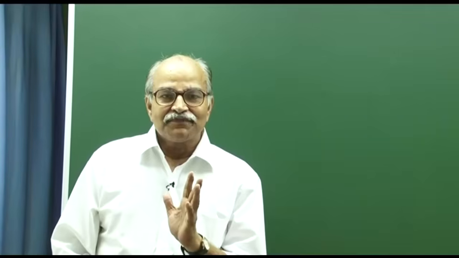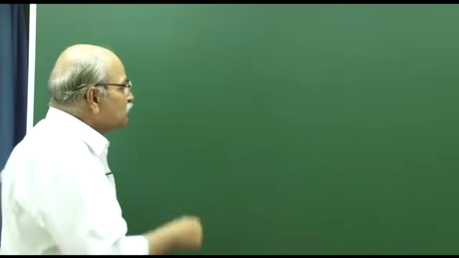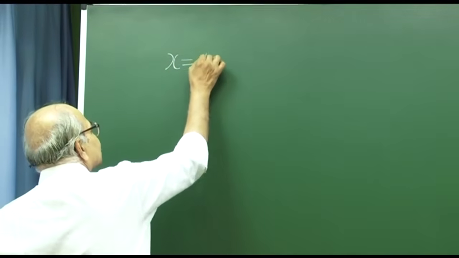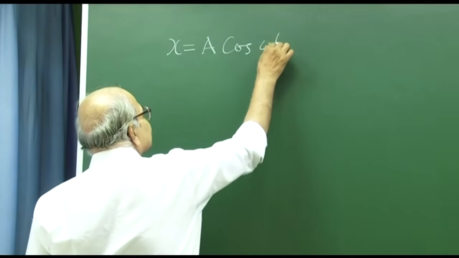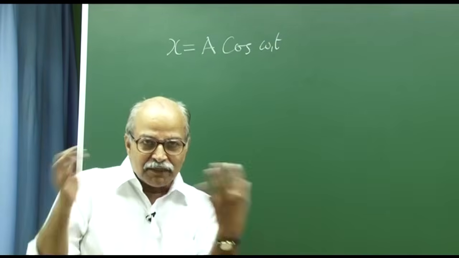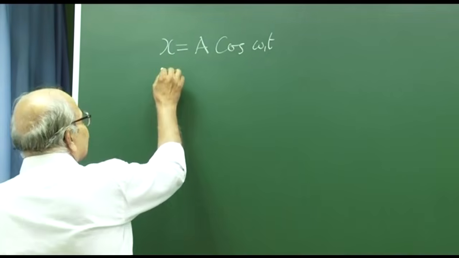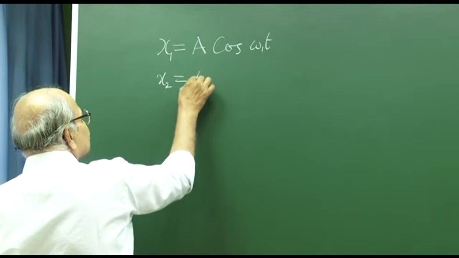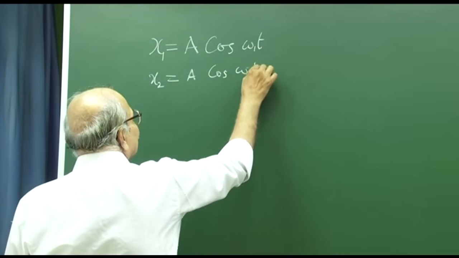So, let us suppose I have an object which is given oscillations because of some force, and that oscillation is, let us say, x1 = a cos ω1t, and then there is some other force system which gives it another frequency, and that is, let us say, x2 = a cos ω2t.